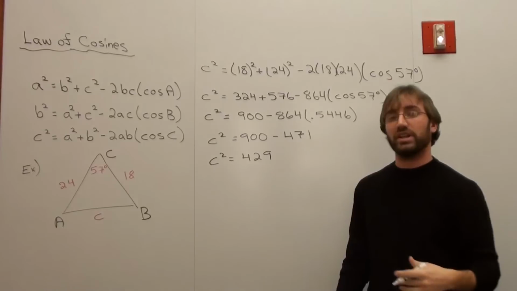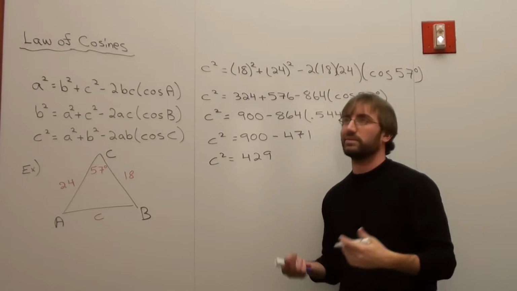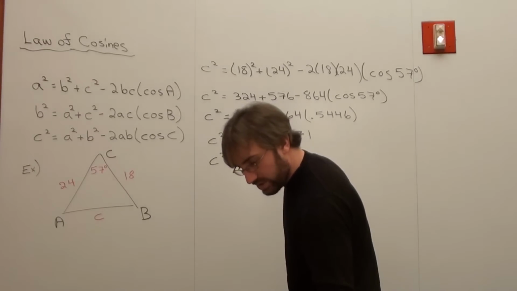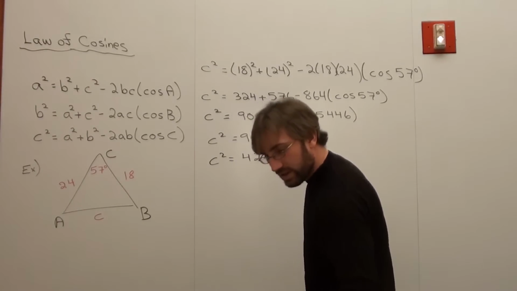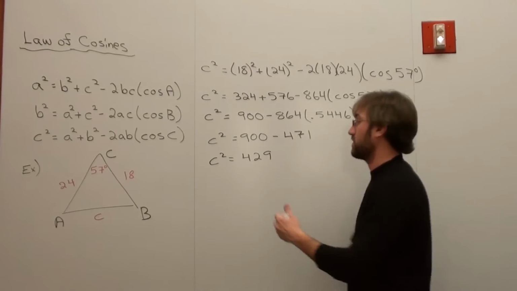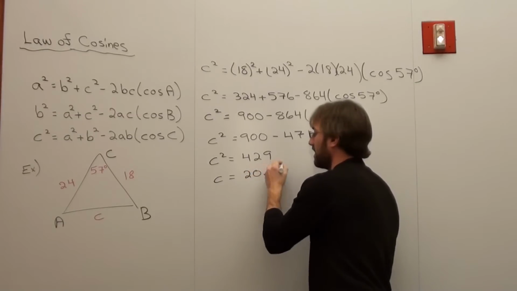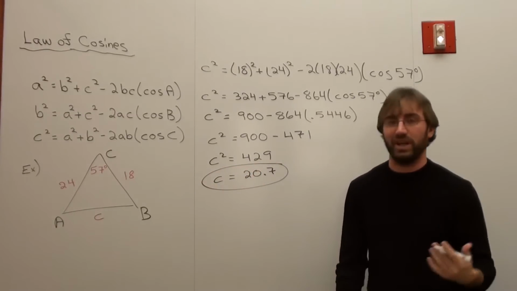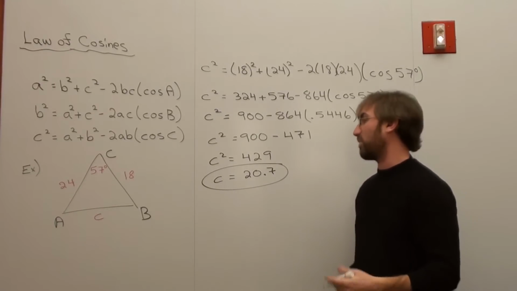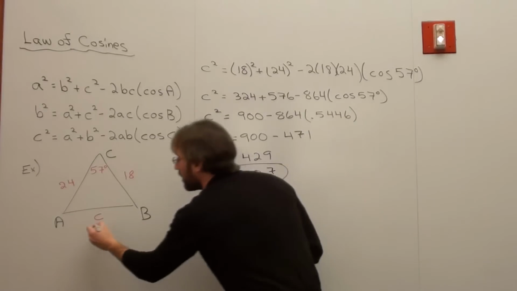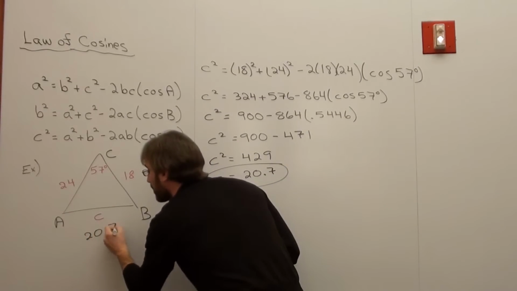Now the answer is going to vary a little bit because I did a little bit of rounding. Big deal. Take the square root of 429 and you get about 20.7. So c is about 20.7. Give or take, it's approximate. It could actually be closer to 20.8 or 20.6 if I did my rounding a little better, which I didn't, but you know. So my c is 20.7.